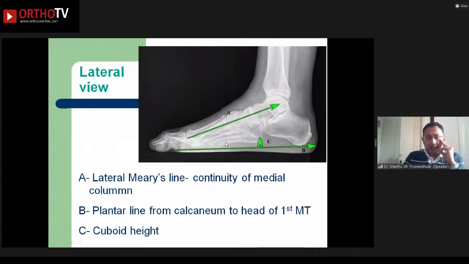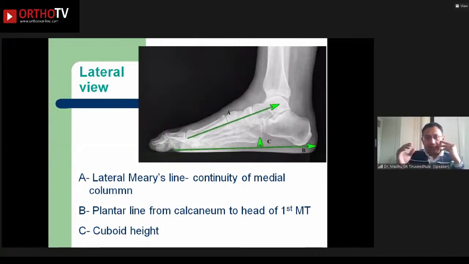It is the height of the cuboid in relation to the weight-bearing axis. So the weight-bearing axis from the calcaneum to the fifth metatarsal, and the perpendicular line from that line to the inferior part of the cuboid is called cuboid height. As I mentioned, as the deformity progresses from the medial to lateral side, when the medial column breaks, it causes a deformity, but it does not cause ulceration. But when the lateral column is involved and the cuboid drops down, that causes ulceration.